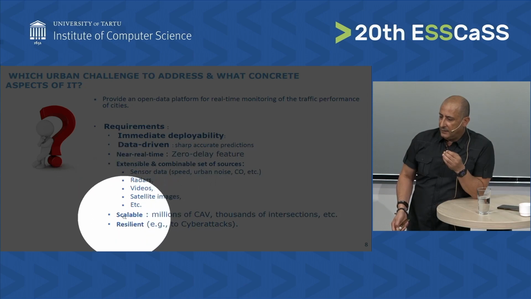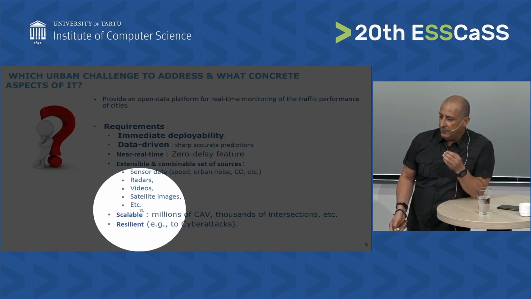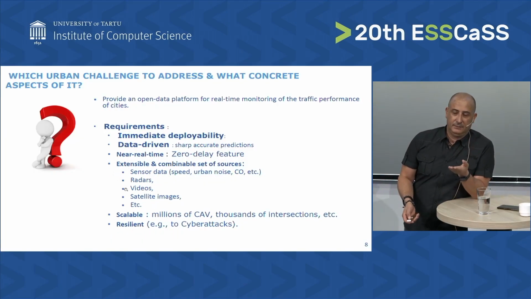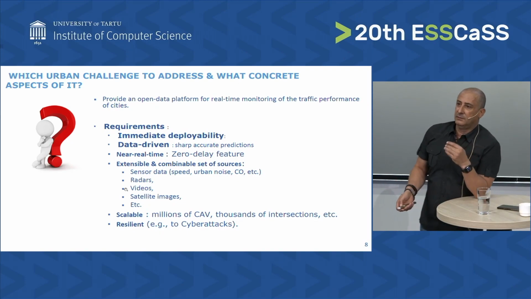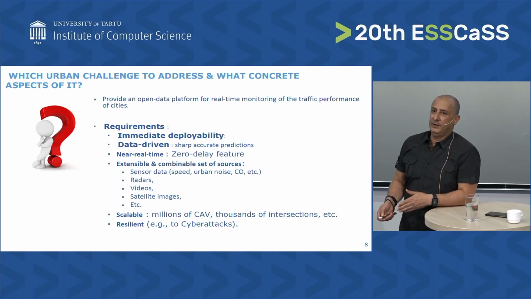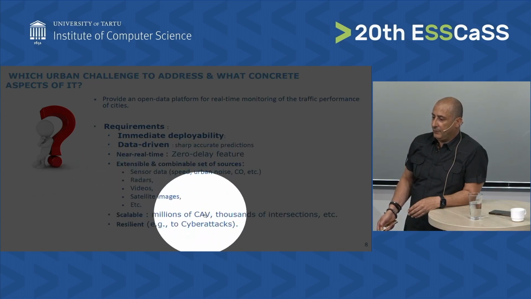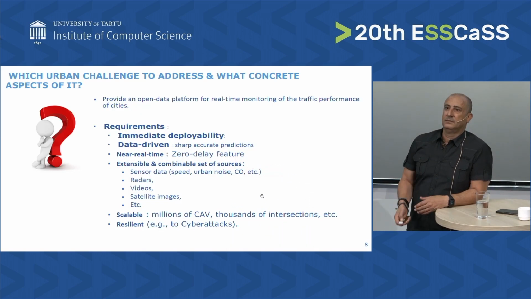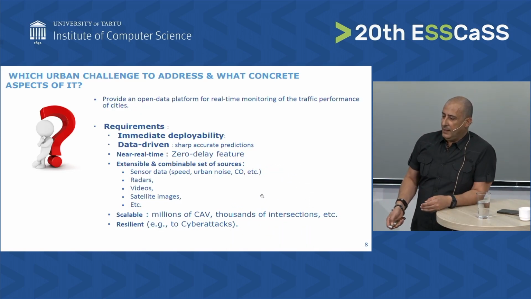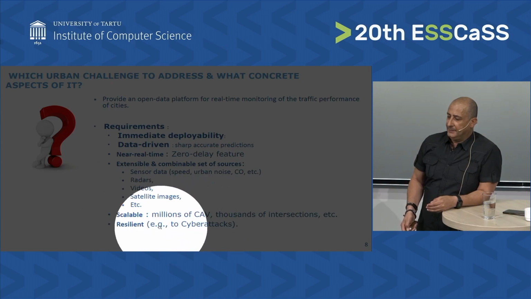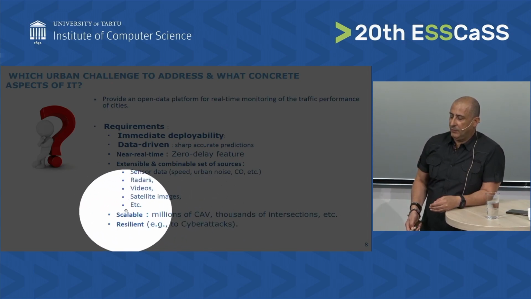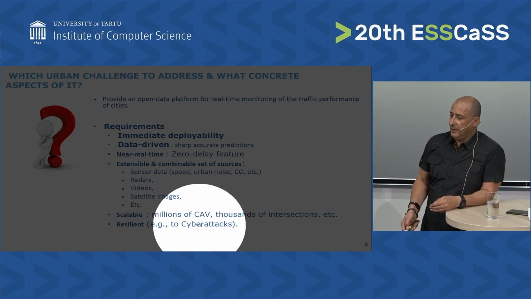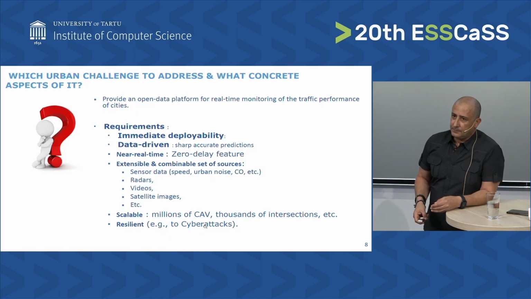The fifth and penultimate requirement is scalability. If you keep in mind that we would like to be able to manage millions of connected and autonomous vehicles (CAVs) and thousands of intersections, we should be able to do it. And then the resilience. Last but not least, the resilience to cyber attacks.